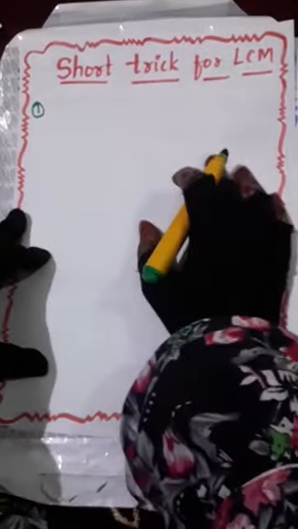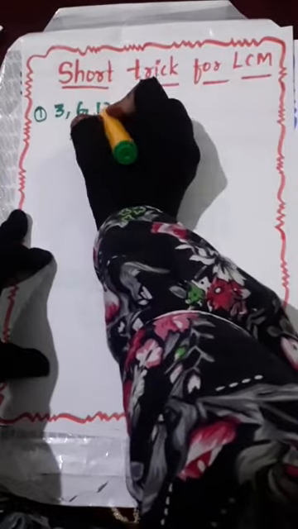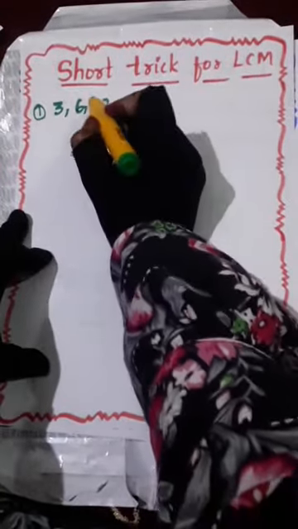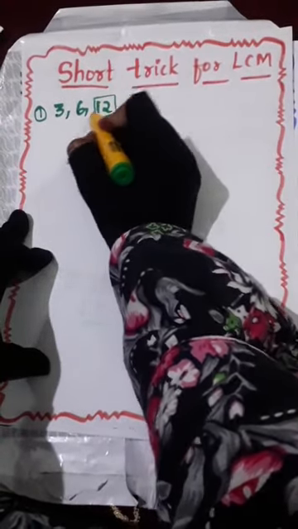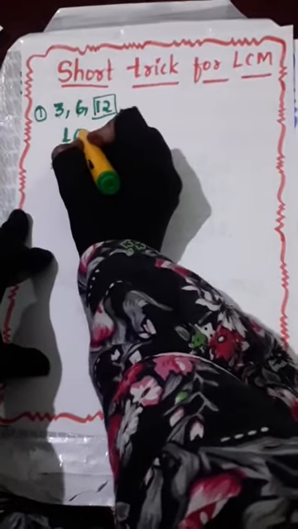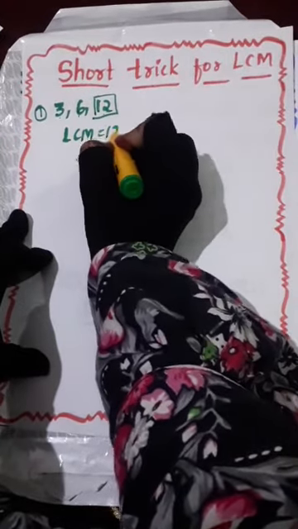Let us take some numbers, for example 3, 6, 12. Okay, we have taken these three numbers. From these, which is the big one? 12 is the big one. Now we have to see, 3 divides 12? Yes, 3 4s are 12. 6 divides 12, 6 2s are 12. So what is LCM? LCM equal to 12.